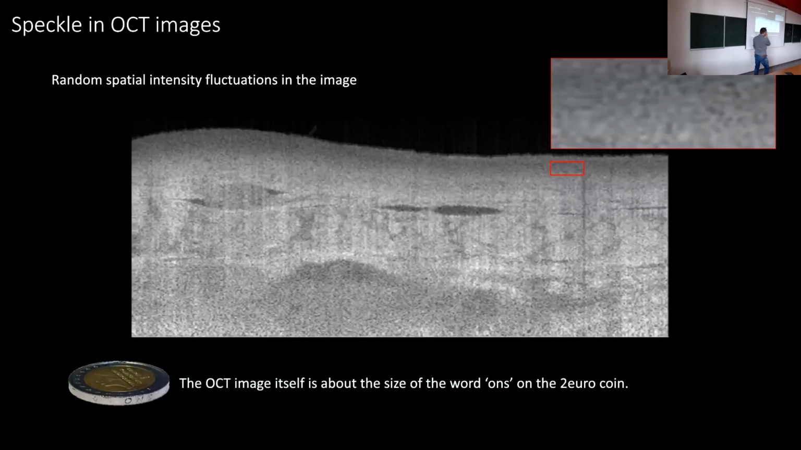Okay, so speckle. Basically what you see here is that inside the tissue there are all these small microscopic scattering structures that all scatter back tiny little components of the electric field that we need to detect. They interfere, and this interference is present in the spectrum.